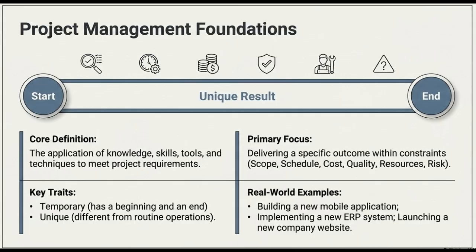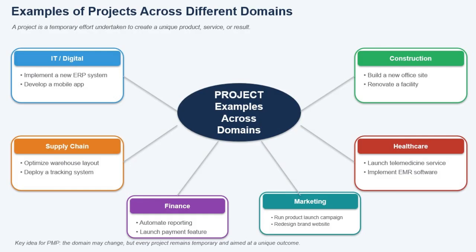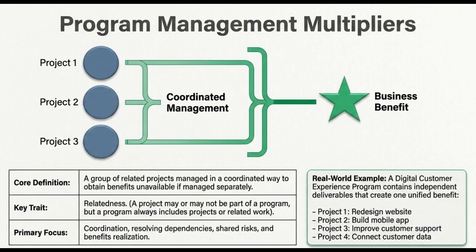In project management, the project manager may help prepare the business case, estimate resources and time, develop the project management plan, lead the project team, manage risks and issues, monitor progress, and close the project in a controlled way. So, project management is mainly about delivering a specific outcome within constraints such as scope, schedule, cost, quality, resources, and risk. Now let's move to program management.